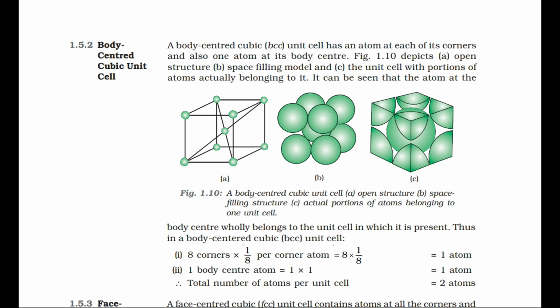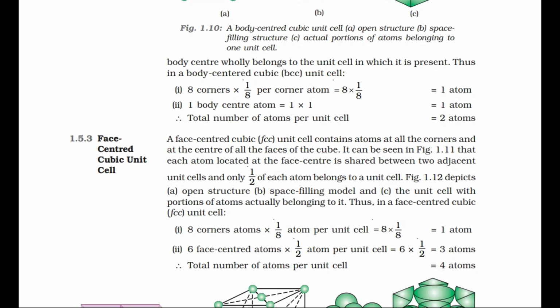It can be seen that the atom at the body center wholly belongs to the unit cell in which it is present. Thus, in a body-centered cubic BCC unit cell, 8 corners into 1/8 per corner atom, which is equal to 8 into 1/8, and further equal to 1 atom. Now the next, one body-centered atom which is at its center, so 1 into 1, which is again equal to 1 atom, and the total number of atoms per unit cell equals 2 atoms.